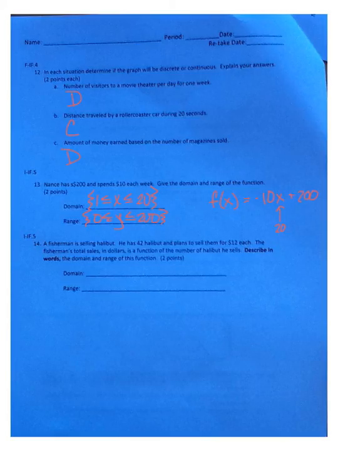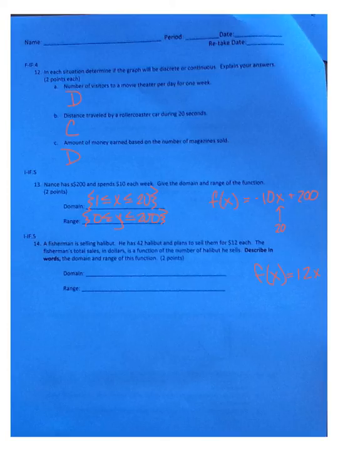14. A fisherman is selling halibut. He has 42 halibut and plans to sell them for $12 each. The fisherman's total sales in dollars is a function of the number of halibut he sells. So, like this. He has halibut and he sells them for a certain amount, right? He always sells them for $12, and X is our number of halibut. So if a person comes and buys 4 halibut, they're paying 4 times 12, right?